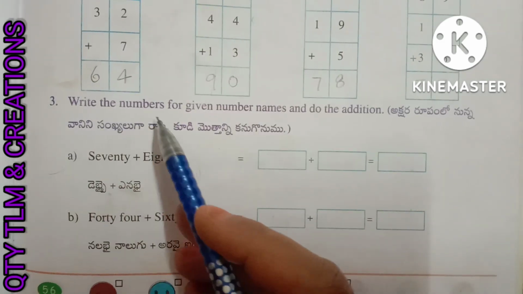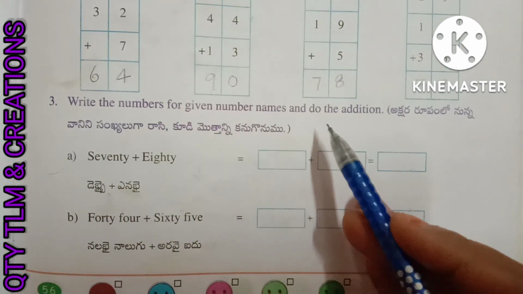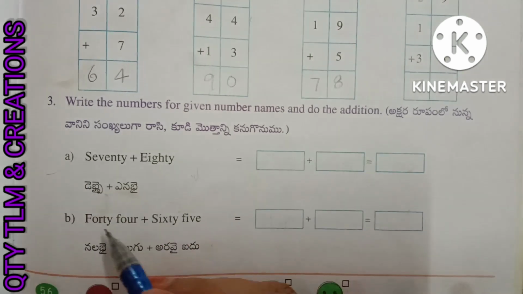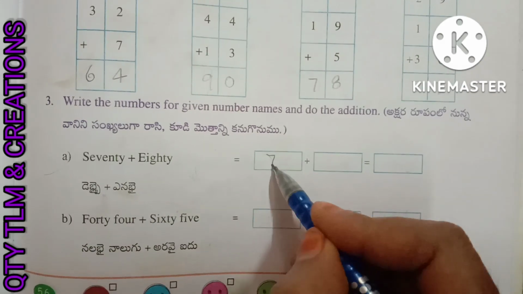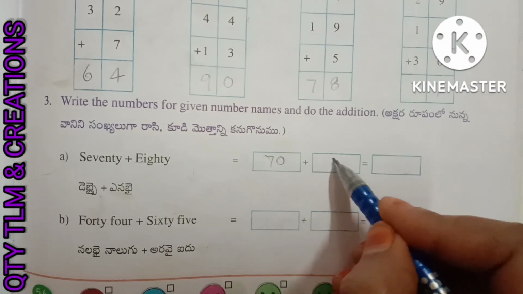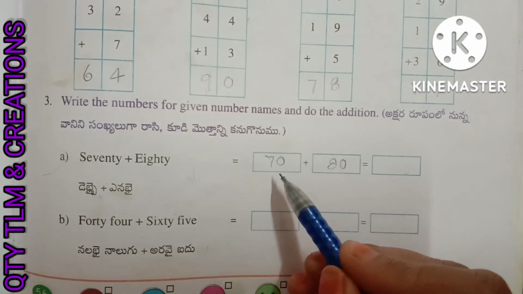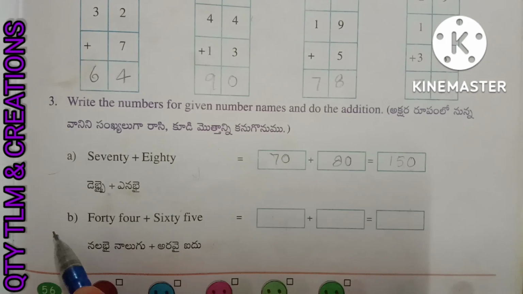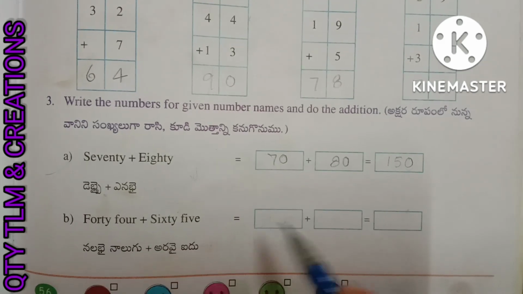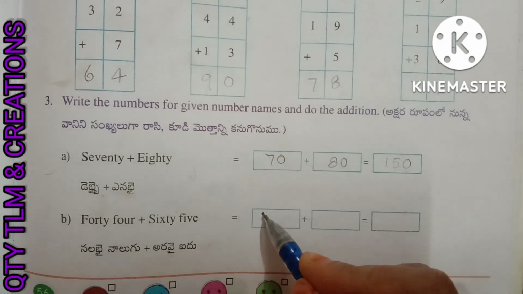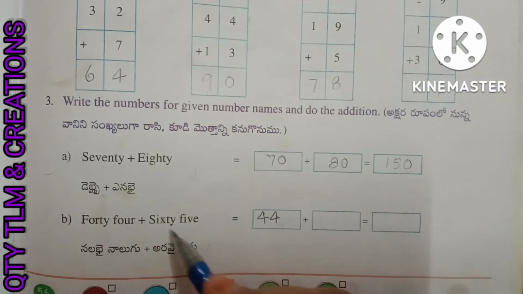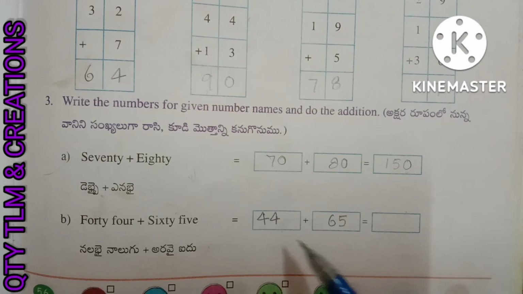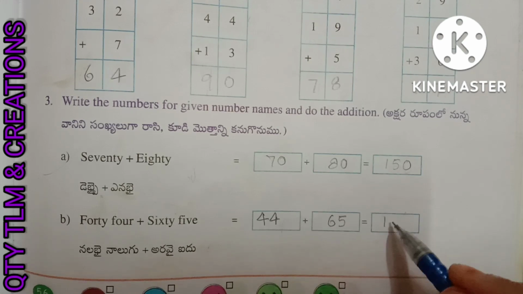Next one, write the numbers for given number names and do the addition. First one, A, 70 plus 80. So we have to write here 70 plus 80. Now we have to add 70 plus 80 we get 150. Next B, 44 plus 65. So we have to write here 44 plus 65. Now we have to add 44 plus 65 we get 109.